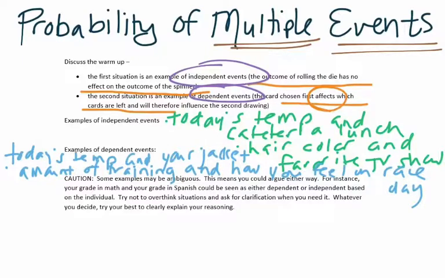All right, now caution here. Some examples may be ambiguous. This really gets into stuff that's not clear cut. It's not black and white. Ambiguous means kind of unclear. So this means you could argue either way. For instance, your grade in math and your grade in Spanish could be seen as dependent or independent based on the individual. And so there's just a lot of factors involved.